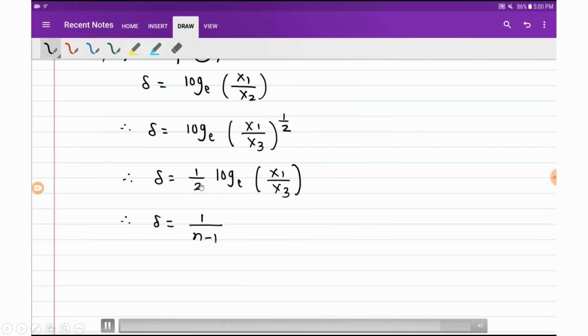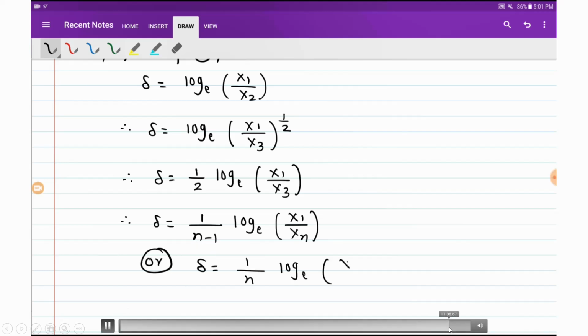And now you can see the relation between this 2 and this 3 term. So if n is equal to 3, then we can say that x1 upon x3, where n is equal to 3, you will have n minus 1 term, that is 2 over here. So it is 1 upon n minus 1. Or you can write down in the another way also. If you consider this as n, then here it will be n plus 1. For example, here it is 2 and here it is 3. So if this 2 is assumed as n, then here it will be n plus 1.